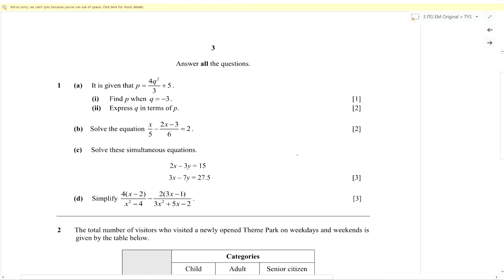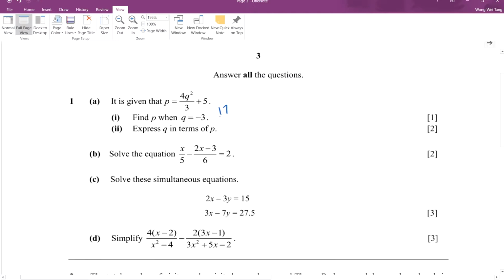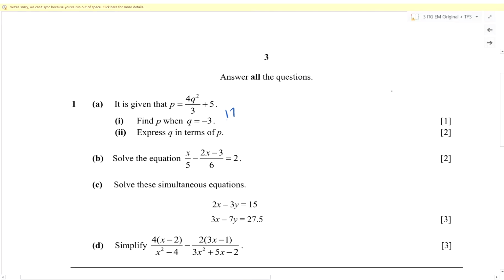Okay, question 1, part 1, 17. That is the value for P. Part 2, express Q in terms of P. Quite disappointing for this particular question because you did not include the plus minus.